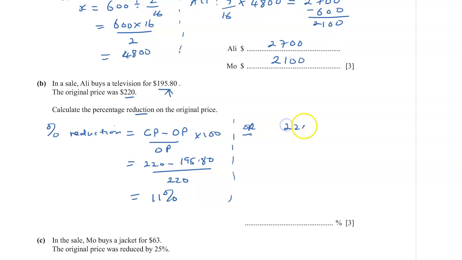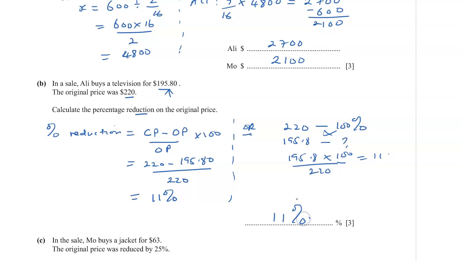Or you can approach this question by letting 220 be 100%, then calculate the percentage. What will 195.8 be? You cross multiply, and you find 195.8 times 100 over 220. You get likewise 11 there. So the reduction is 11%.